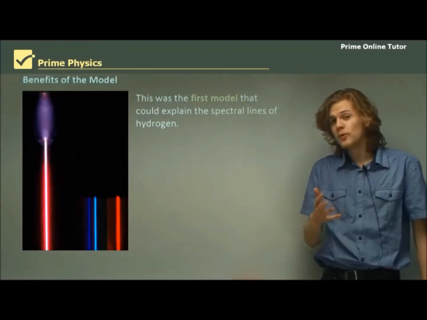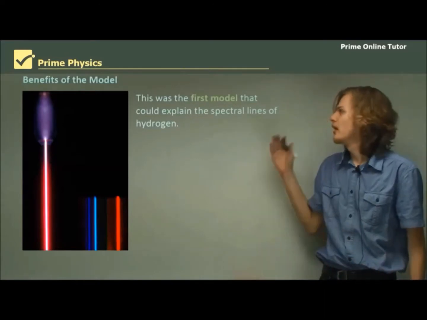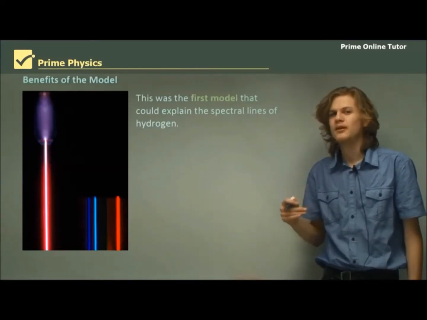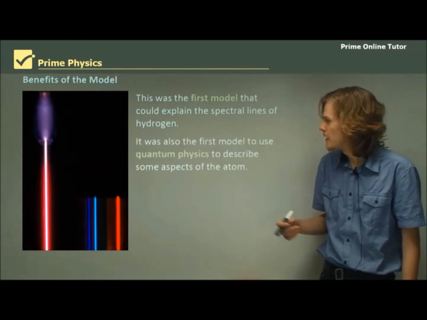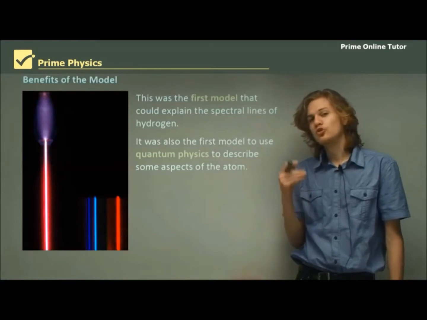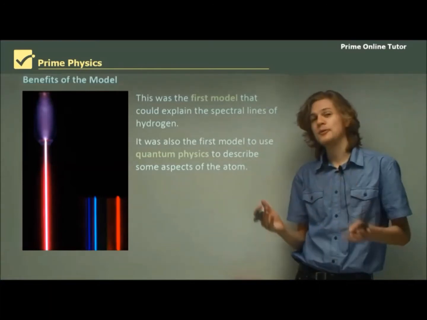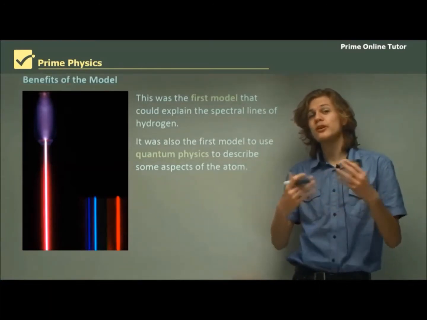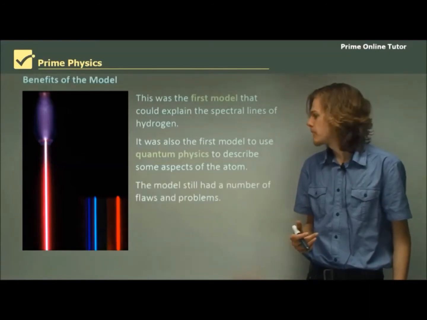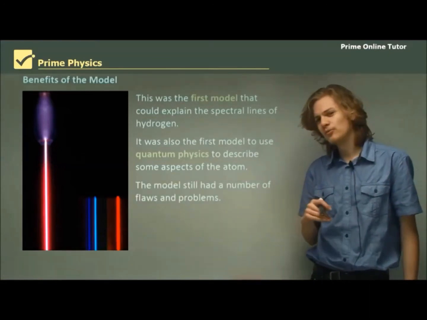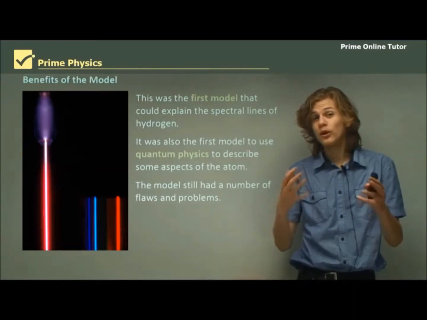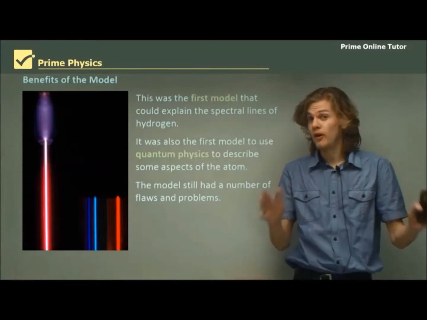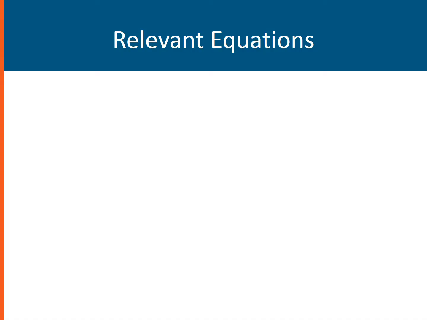So this was the first model that could successfully describe the spectral lines of hydrogen, which is pretty good because up until that point they were a little bit of a mystery. It was also the first model that used quantum physics to describe some aspects of the atom. Everything before that had been using classical physics. The model still had a number of flaws and problems. It was a big step forward, especially for using quantum physics to model the real world, but it was far from perfect. Now let's talk about the relevant equations of Bohr's atomic model.